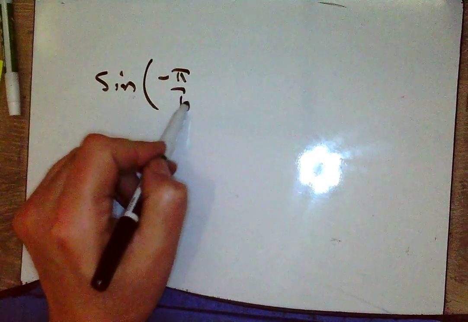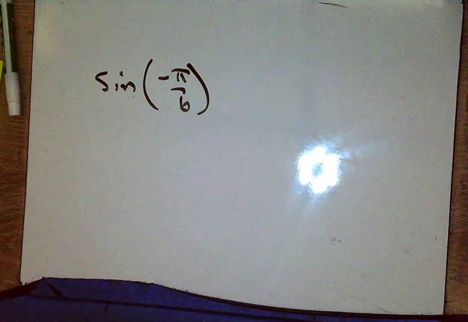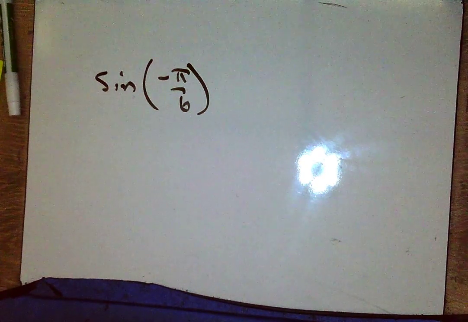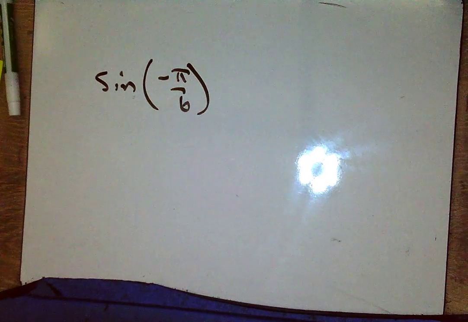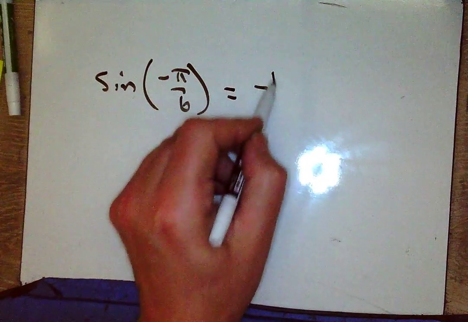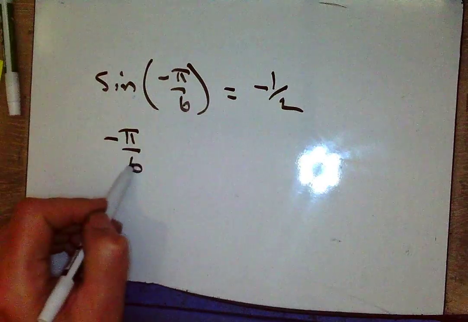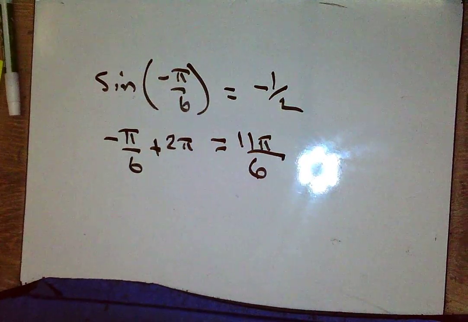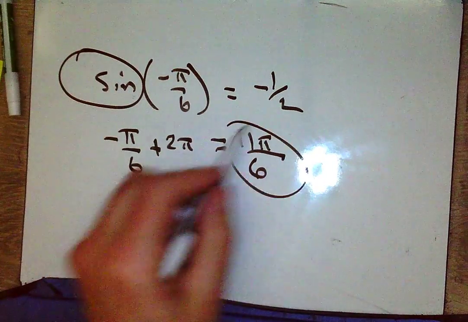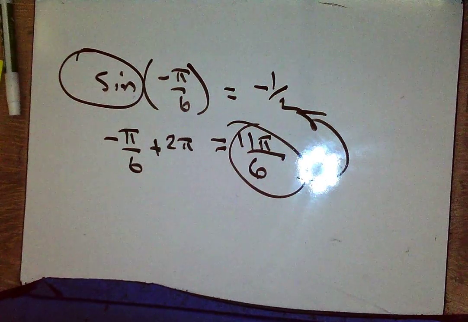How about the sine of negative pi over 6? What's the sine of negative pi over 6? 5, 4, 3, 2, 1. You should get negative 1 half. So, negative pi over 6 plus 2 pi is 11 pi over 6. That's the y value, 11 pi over 6. That's my answer.